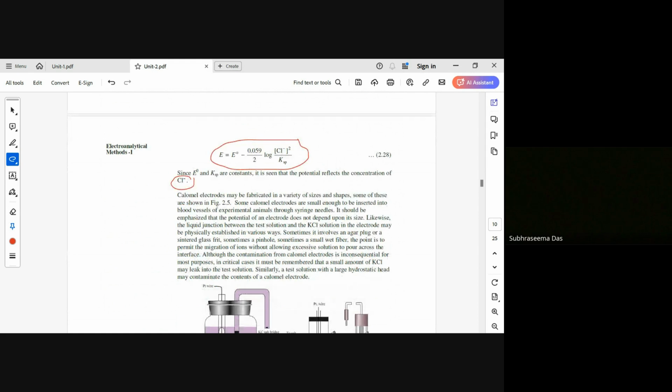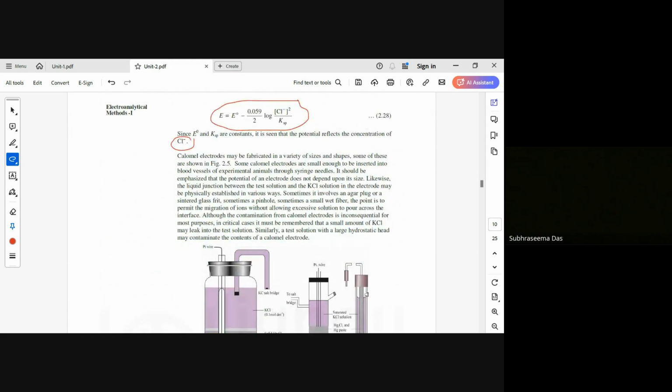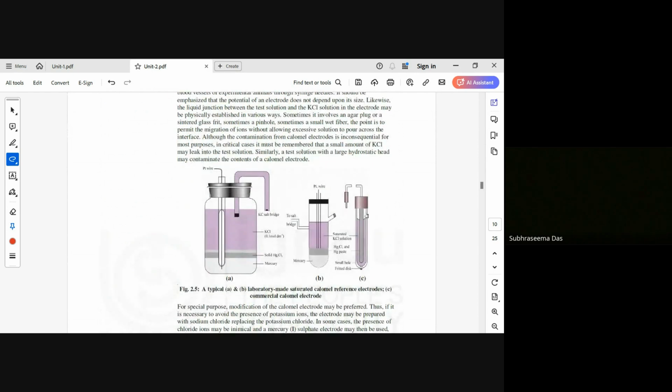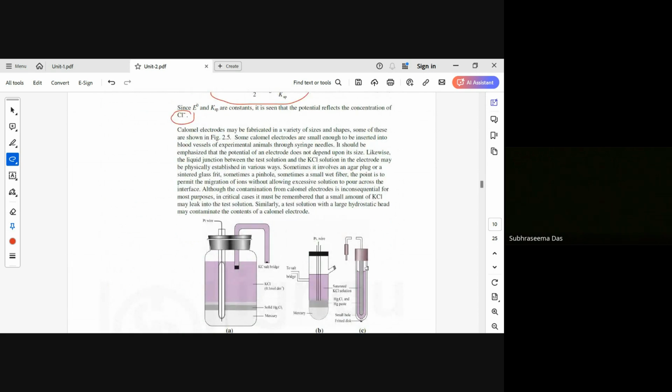So the calomel electrodes may be fabricated. They come in a variety of shapes and sizes, and some examples are shown in figure 2.5. In figure A, it is a laboratory made saturated calomel electrode, and in figure C, this represents a commercially made calomel electrode. It should be emphasized that the potential of any electrode does not depend on its size.